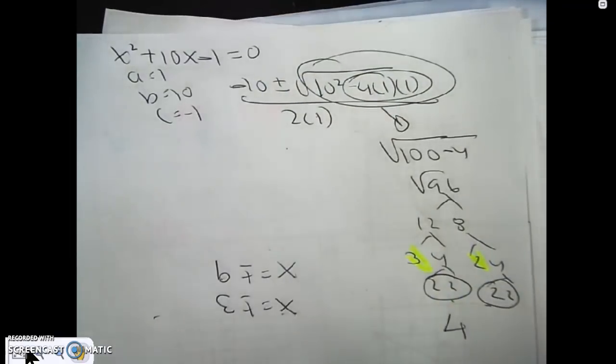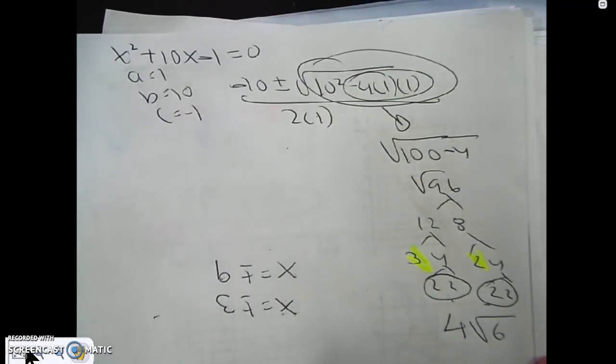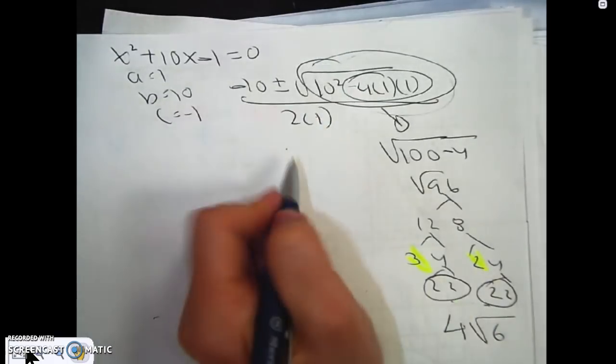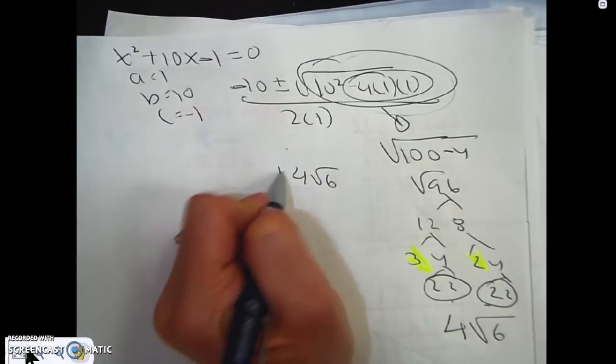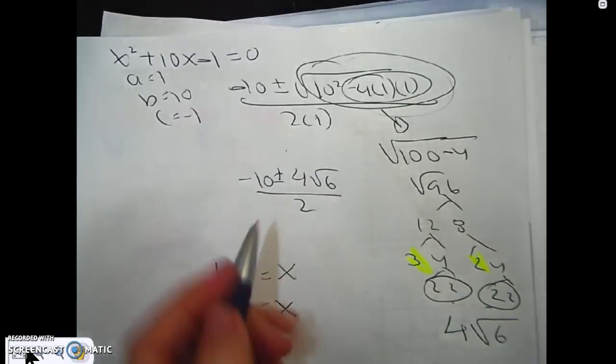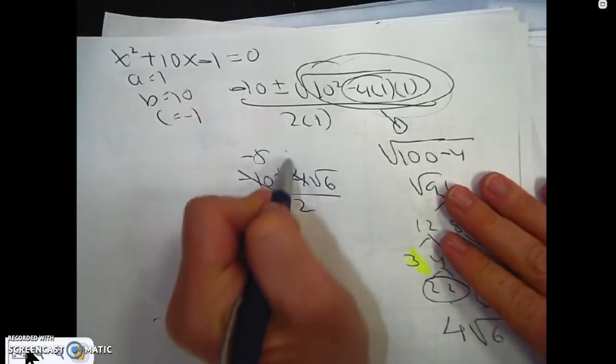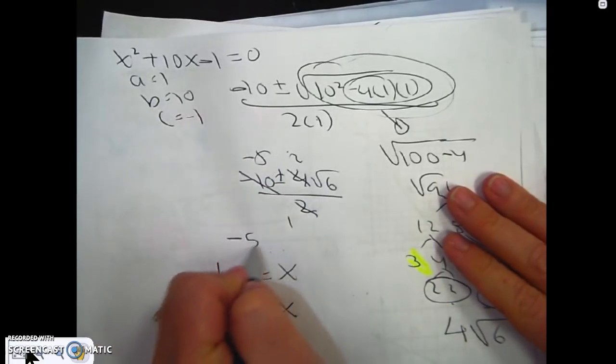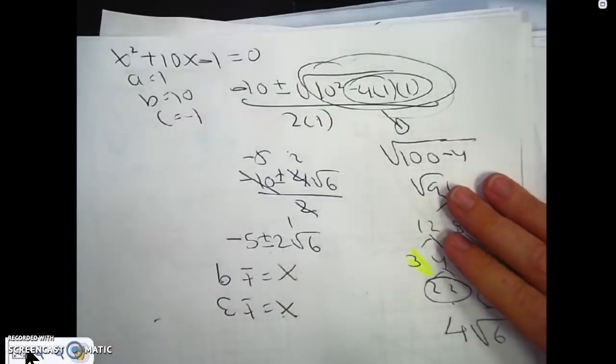That's a big number. I'm going to have to tree it. One set of doubles, 2 set of doubles. That means these 2 doubles give me the 4. I'm left with the 3 and the 2 at the bottom of my tree, rad 6. So that means all of that turned into 4 rad 6 plus or minus -10 over 2. Problem is, all of those can divide by 2. So -5, 2, 1, which is -5 plus or minus 2 rad 6.